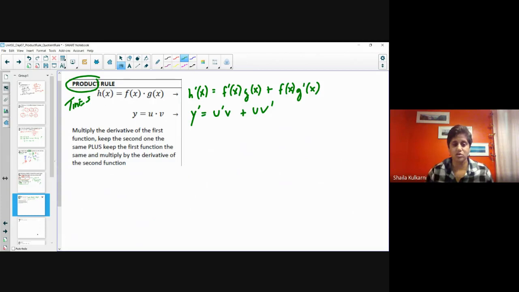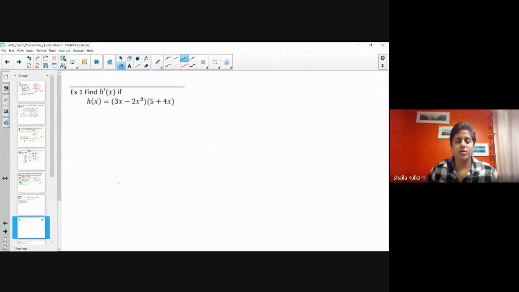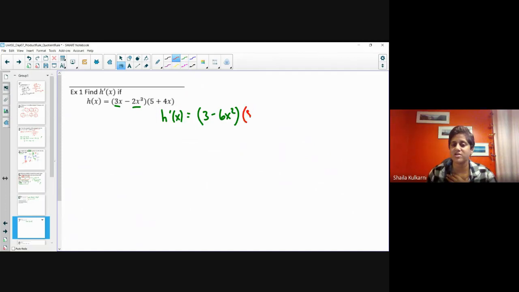Okay, so I'm going to do an example. We have 3x minus 2x cubed times 5 plus 4x. Oh, there are two different functions here. So the derivative h prime of x is: take the derivative of the first function. So we have the derivative of 3x is 3, minus 6x squared. Leave the second function exactly the same. And then put what kind of sign? The product rule gets a plus sign.